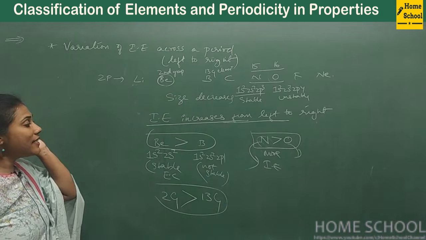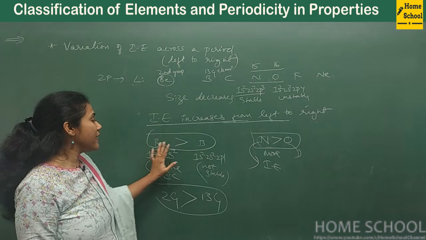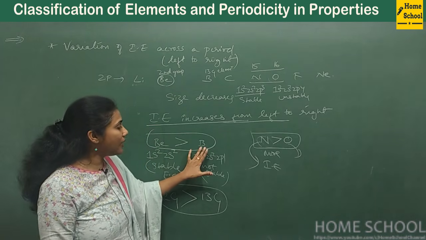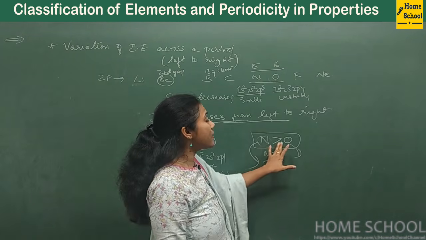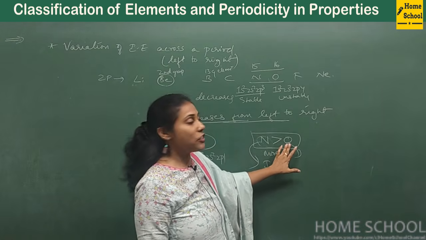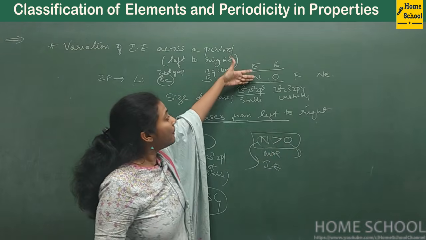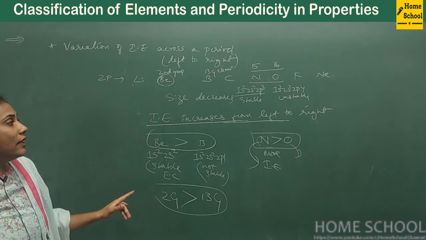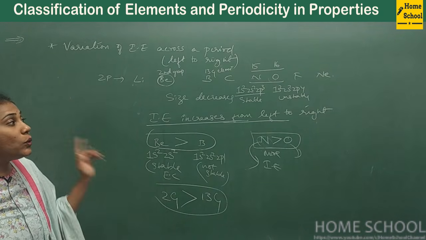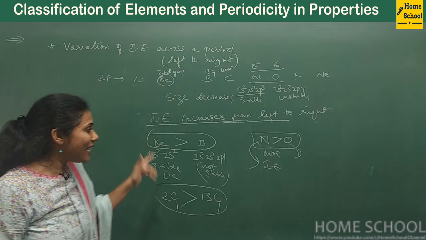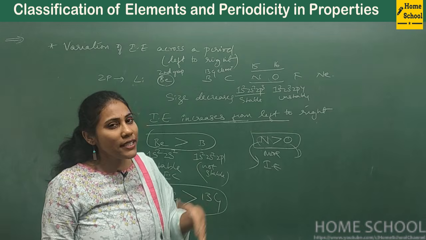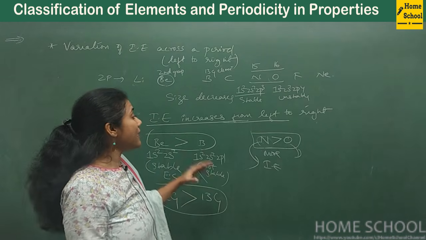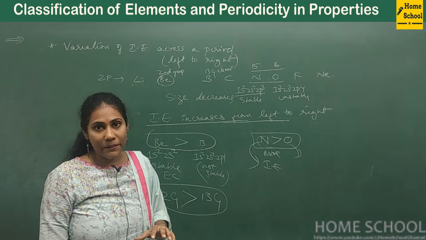Okay, so these are exceptions, guys. Always beryllium has more ionization enthalpy than boron, nitrogen has more ionization enthalpy than oxygen. Not only this, I'm talking about the entire groups. So this is one exception you need to consider. They can be asked in competitive examinations in various formats. You must be familiar with the concept.